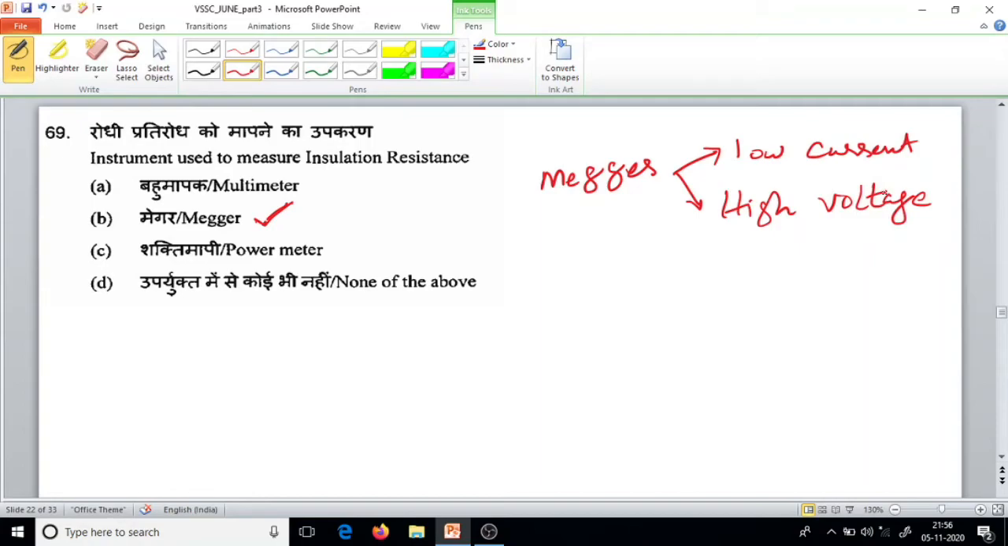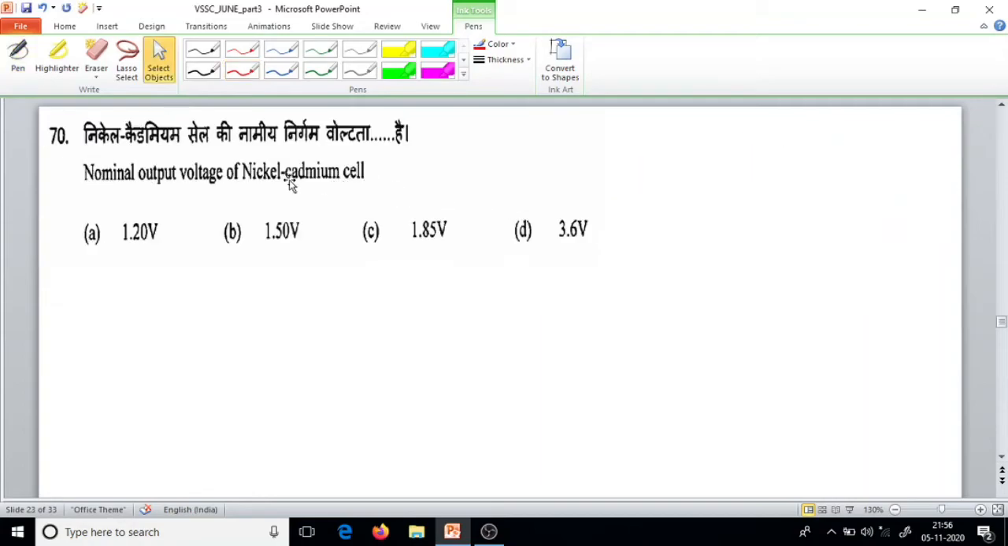Nominal output voltage of nickel cadmium cell, the answer is 1.2 volt. Nickel cadmium cell will give 1.2 volt. Over this, 1.5 volt, what will it give? It's a dry cell. And 3.6 volt, normally it is lithium ion batteries.